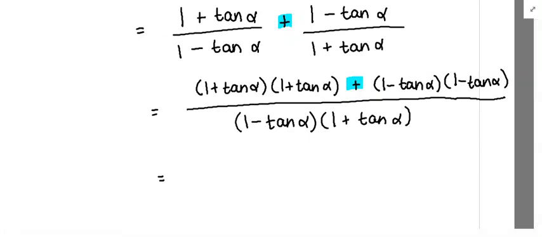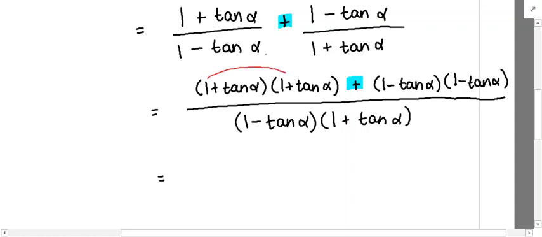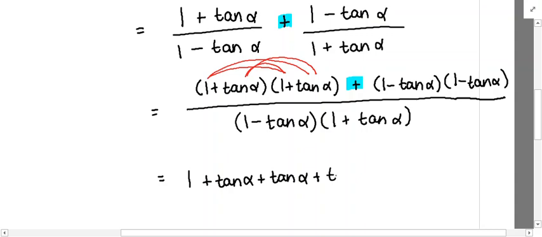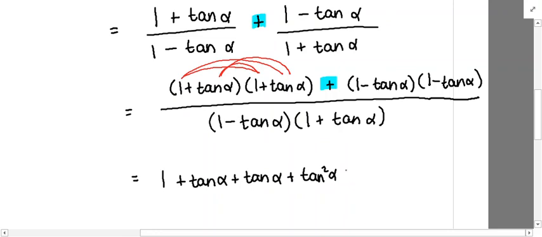Okay, so if we FOIL right here, multiply this out, 1 times 1 is 1, and then 1 times tangent of alpha is going to be plus tangent of alpha, and then we do the inner terms, tangent alpha times 1 is going to be another plus tangent of alpha, and then multiply the last terms together, tangent of alpha times tangent of alpha, that's going to be tangent squared alpha. Okay, and then we have our plus sign in the middle.